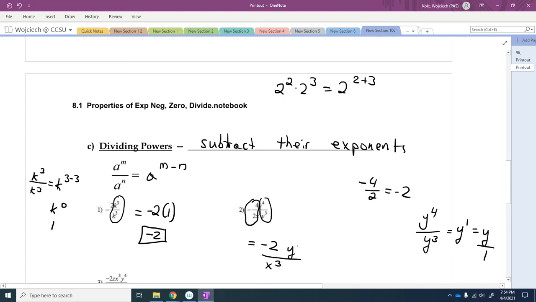Now, before you leave this, ask yourself, do we have any negative exponents? No, the answer is no. We have -2, that's a coefficient, but we don't have any negative exponents. So the final answer is -2y over x to the 3rd.